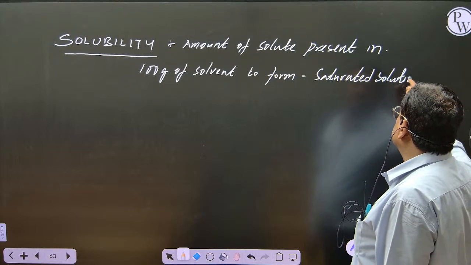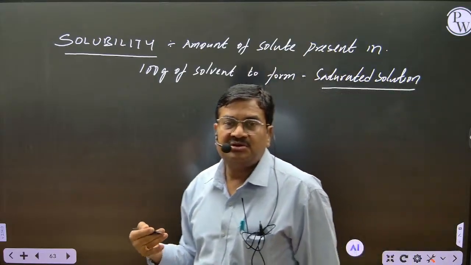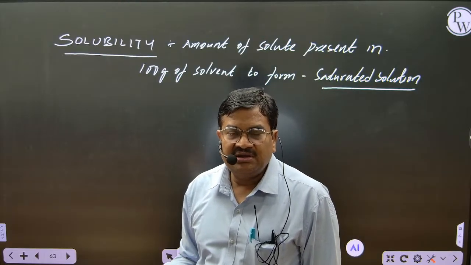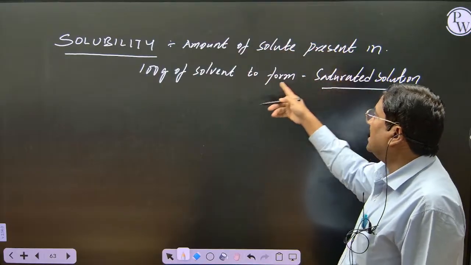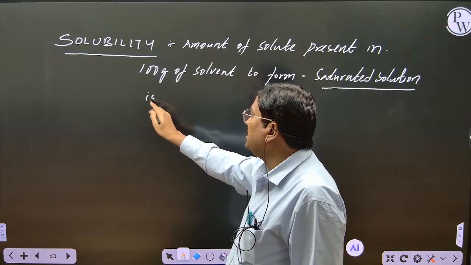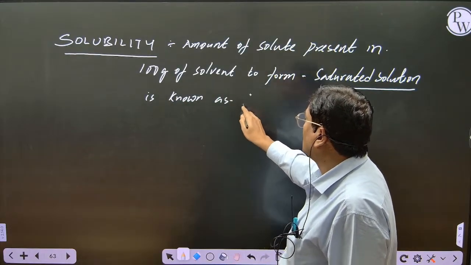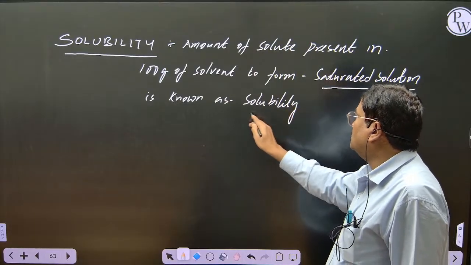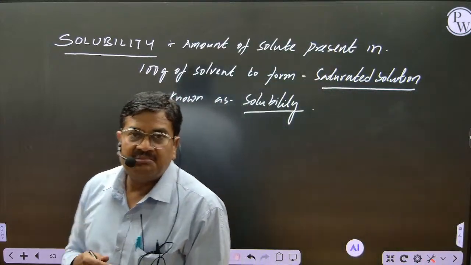Are you all practicing, students? Till now what we completed daily, I told you to recollect. So problems on till now what we did, you have to practice on that. So this is what amount of solute present in 100 grams of solvent to form saturated solution is known as solubility. So clear, all of you, copy that.